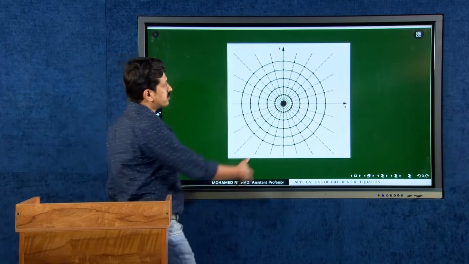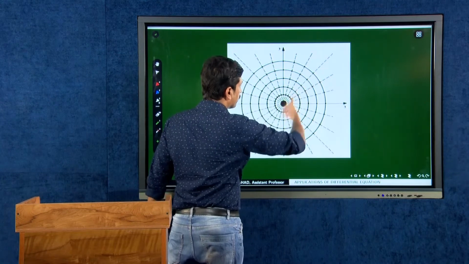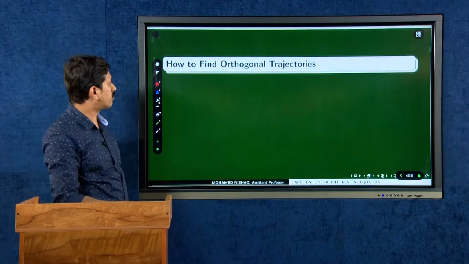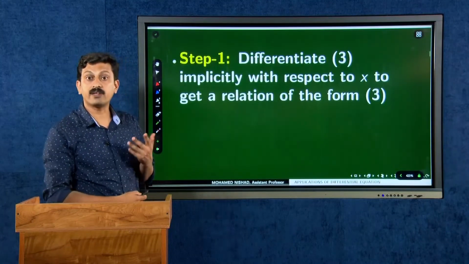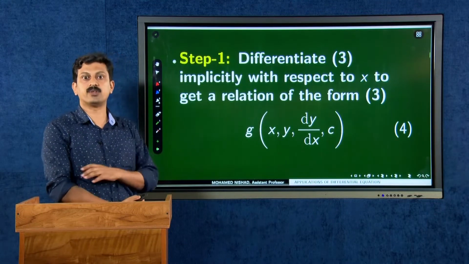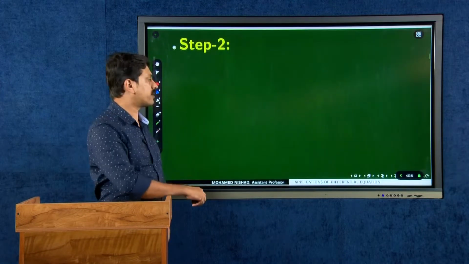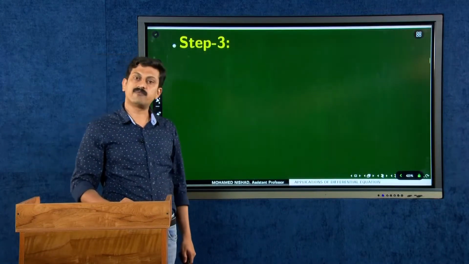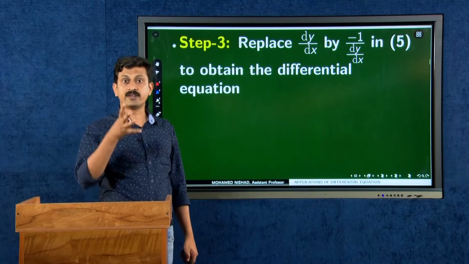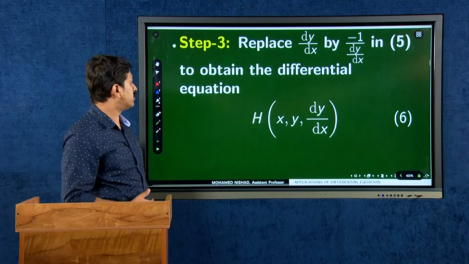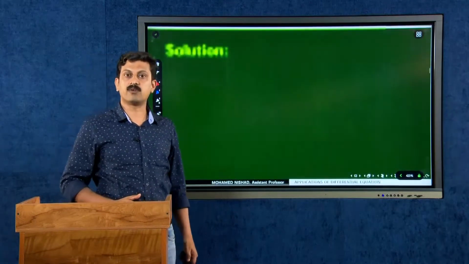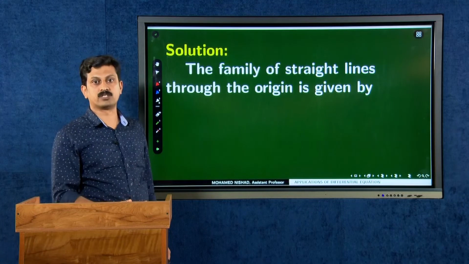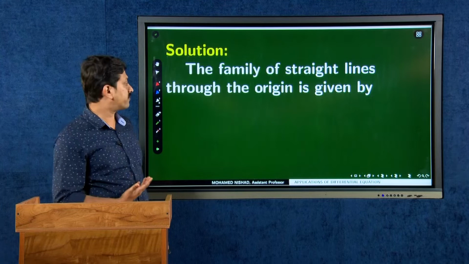So, actually we took the family of straight lines passing through the origin. Now, the orthogonal trajectories are the concentric circles. So, my dear students, that is the way we can find them. Firstly, if you have a family of curves, just differentiate that given family of curves with respect to x. After differentiating, you will have dy by dx. Just replace dy by dx with minus 1 by dy by dx, and you will get a new differential equation. You can solve that new differential equation.